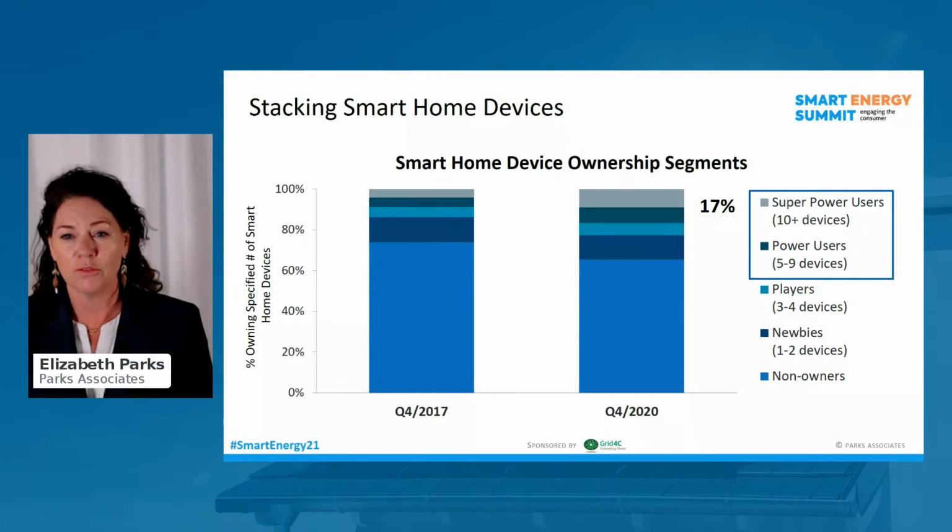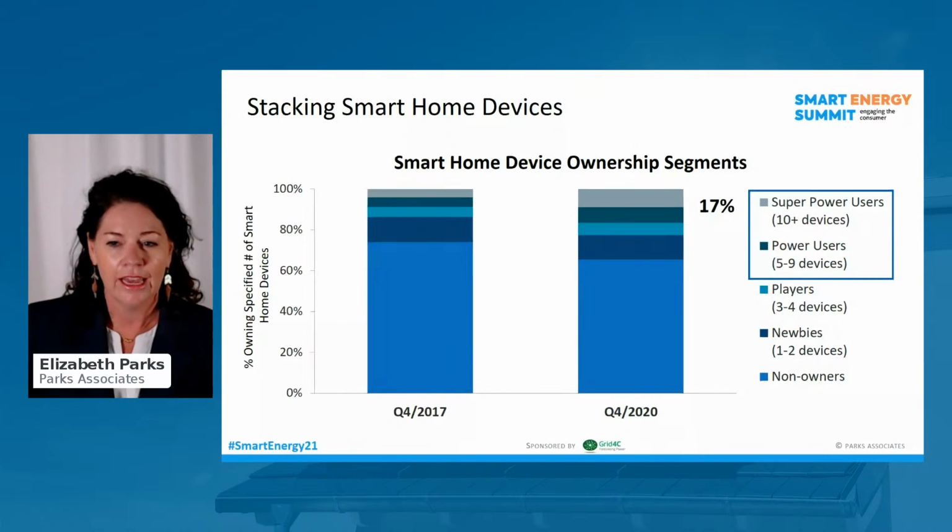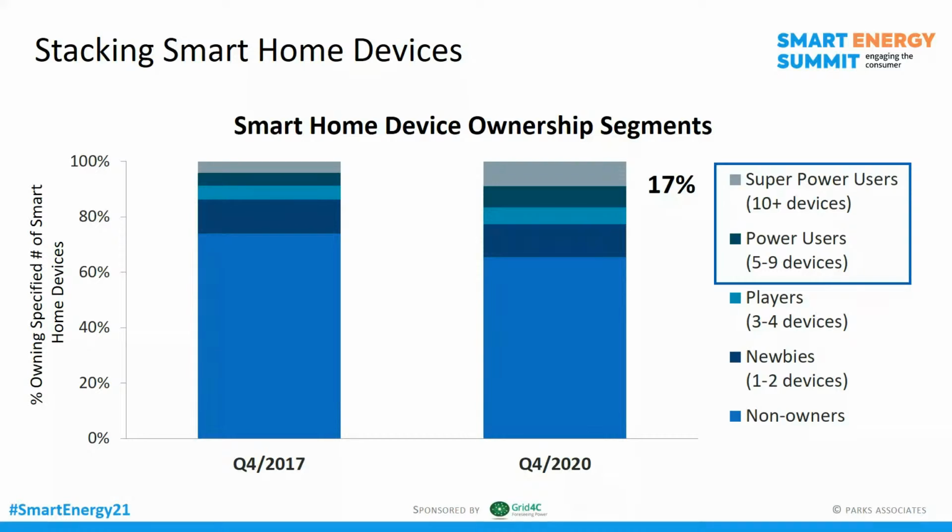The phenomenon of smart home device stacking has truly continued in earnest. The experience totally matters for consumers and drives consumers to buy more. Consumers who already own a smart home device are the ones purchasing more. Currently, 17% of smart home device owners have 5 or more devices, and we refer to these two groups of segments as power and superpower users.